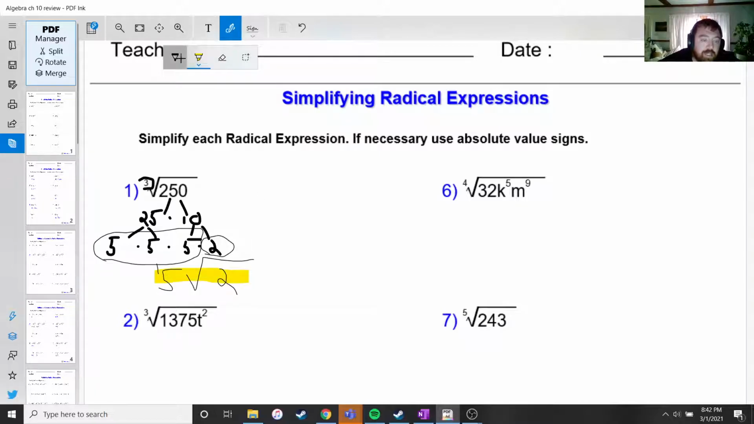5 radical 2. 5 times the square root of 2.